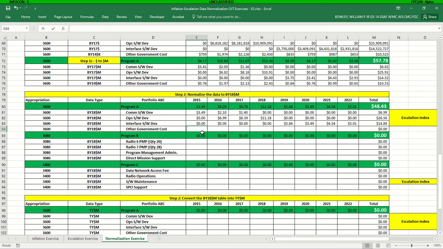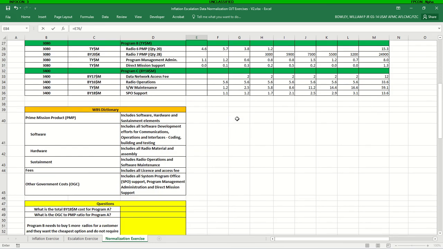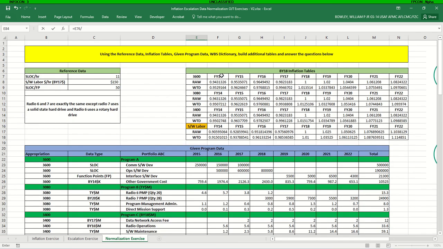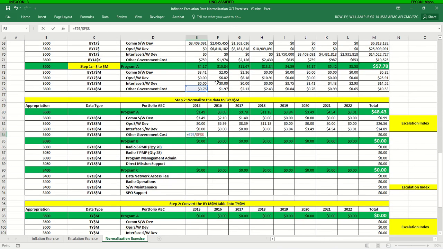For this other government cost, we now have a base year 17, 3,600. We're going to divide by the base year 14, 3,600. We'll scroll all the way up, base year 14, 3,600. And we're doing base year to base year, so we're going to lock that in and drag that over.